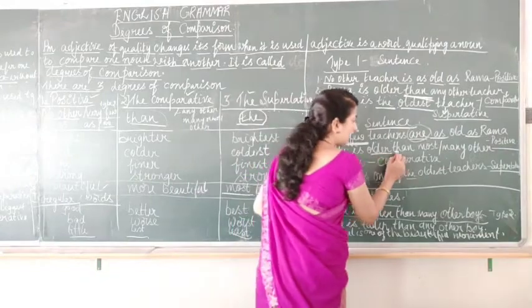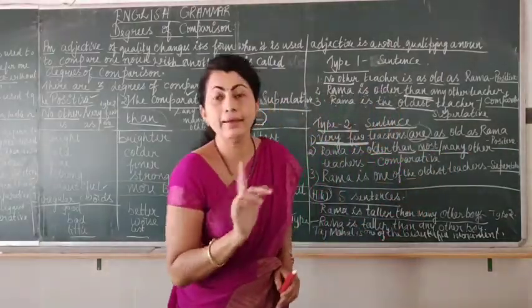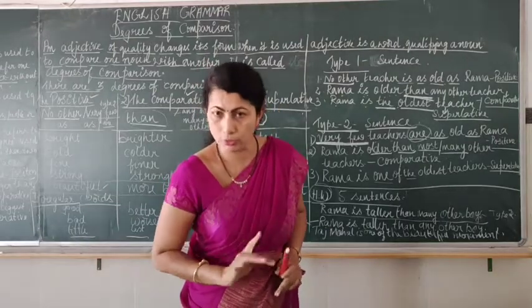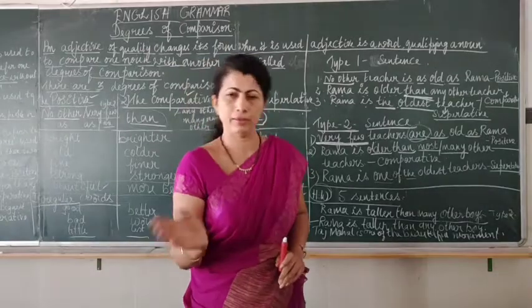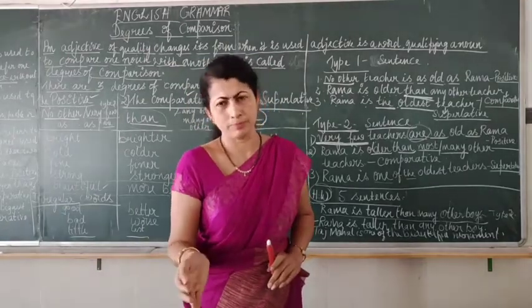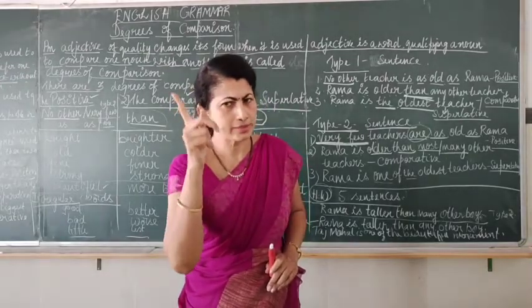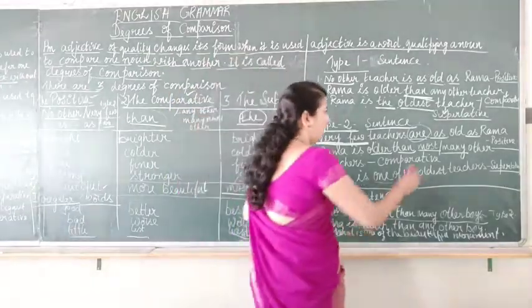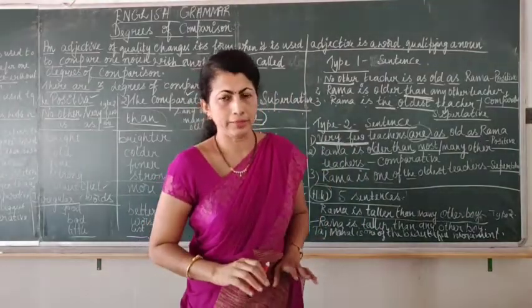Now coming to the comparative degree. Rama is older than... here we can use not "any other". In type 2 we are not going to use "any other"; we are going to use "many other". You can write "most" or "many". Many, simple or easy to remember. Many other teachers. So that is the comparative degree.